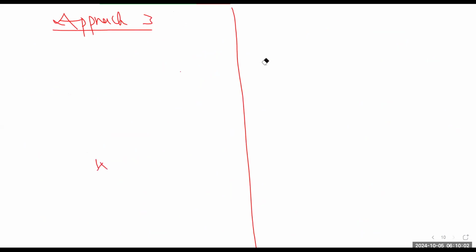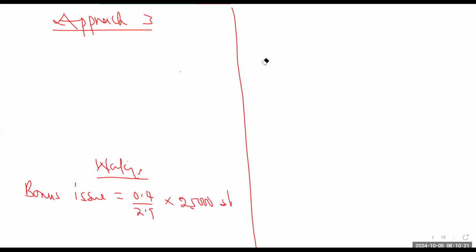So let me do some small workings here. So the bonus issue element in that one. So we just separate the bonus issue from the market issue. So 0.4 divided by 2.9 multiplied by 25,000 shares. What are we having? Three four four eight. Okay.